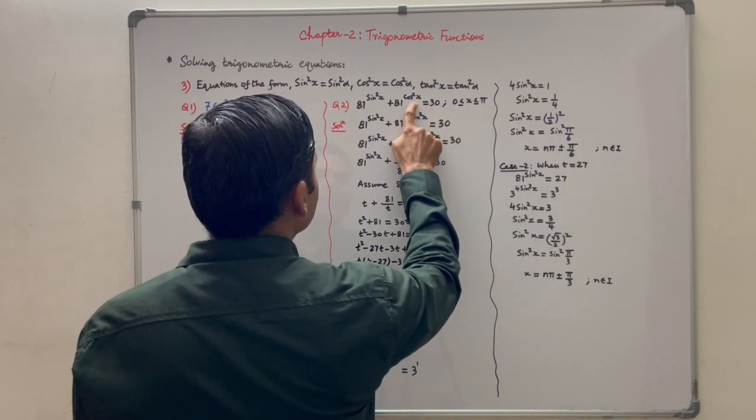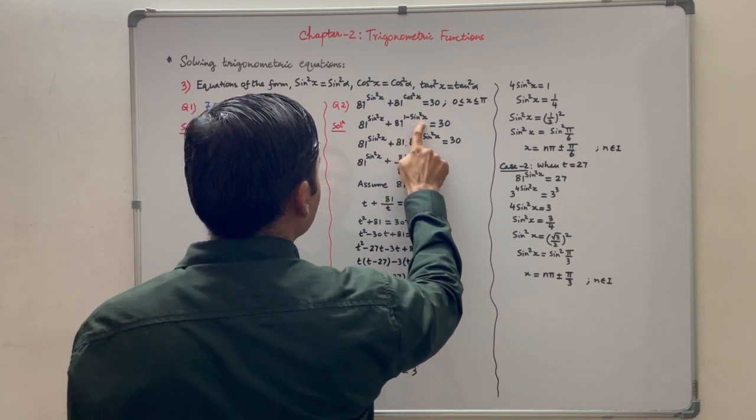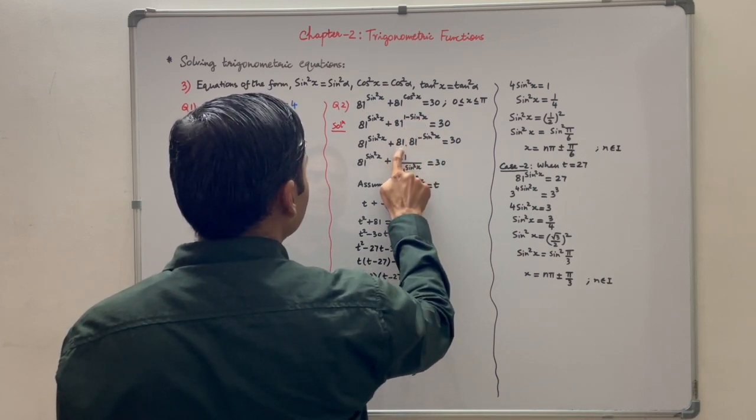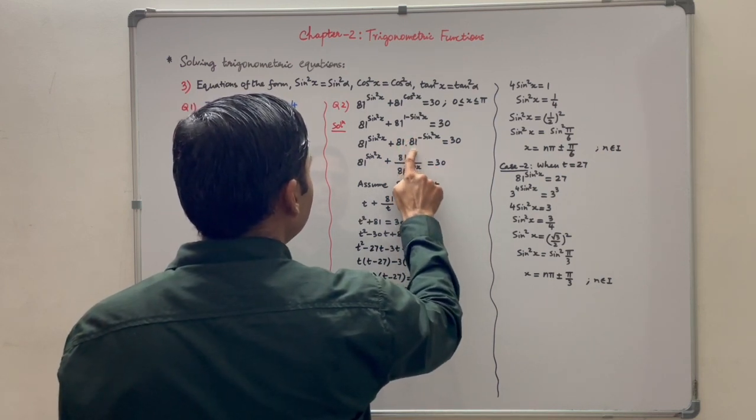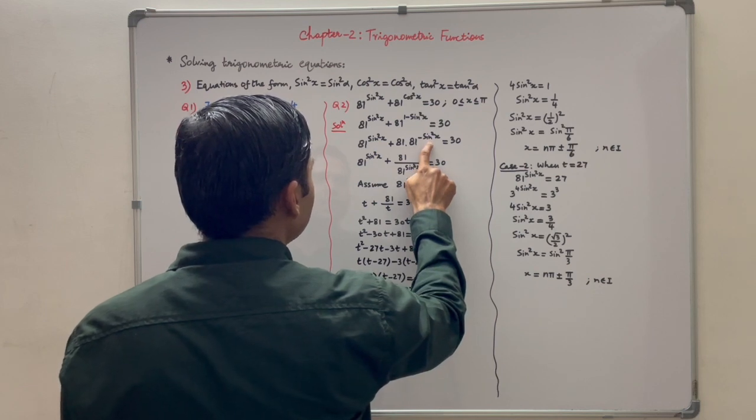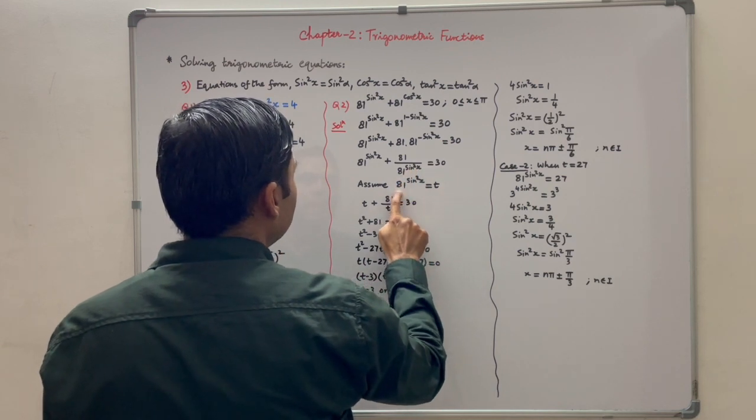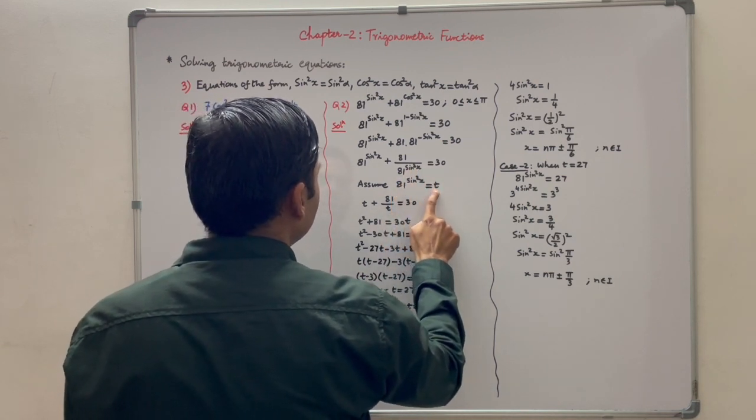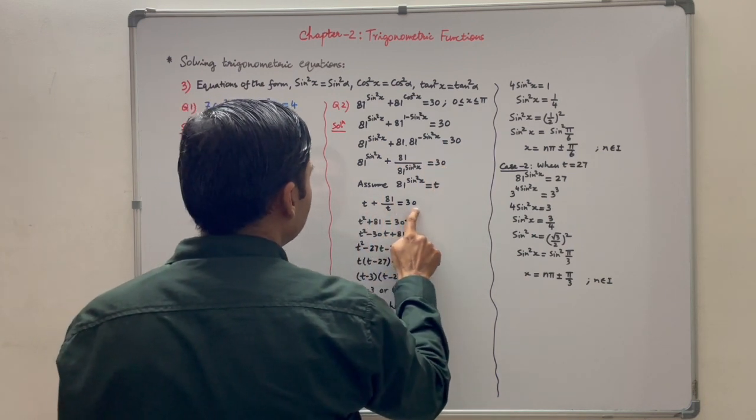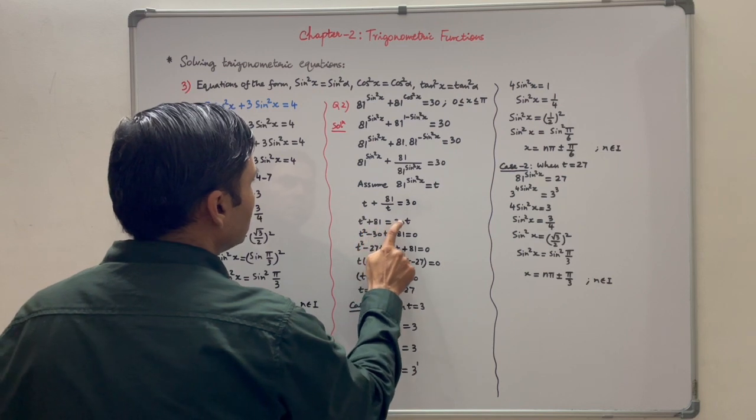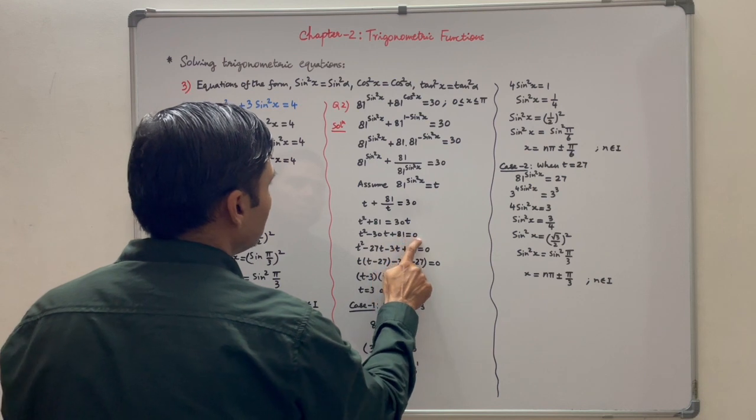Cos square x can be written as 1 minus sine square x. 81 to power (1 minus sine square x) can be split as 81 to power 1 into 81 to power minus sine square x. 81 to power minus sine square x can be written as 1 upon 81 to power sine square x. Now assume 81 to power sine square x is equal to t. So this can be written as t plus 81 by t is equal to 30, or t square plus 81 is equal to 30t, or t square minus 30t plus 81 is equal to 0.